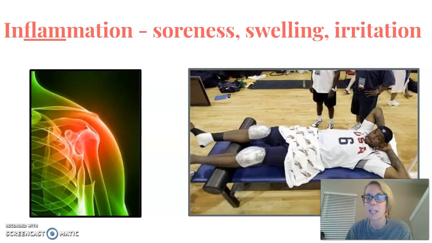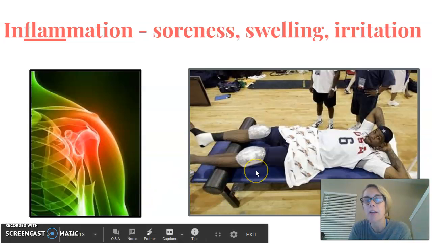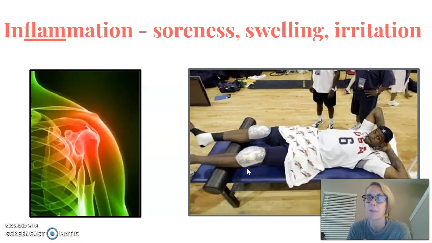Next word, inflammation. Say inflammation. The root is flam, and that means what? Fire or flame. In this case, it's a soreness, swelling, or irritation. So it's like a fire in your arm when it's sore from shooting too many baskets. Whereas you can see this USA NBA player had to put an ice pack on his knees because they were inflamed, they were swelling or irritated.